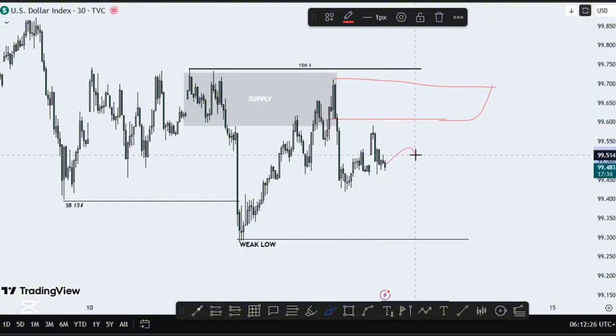Once the price pulls back to this level, we can go ahead and take more bearish setups so that we can engage with the sellers, and we can profit on this quick move.